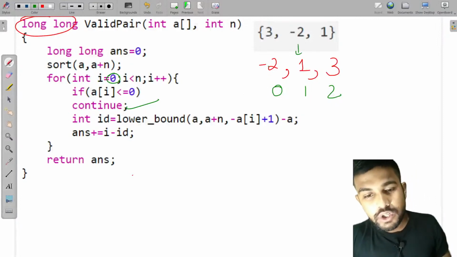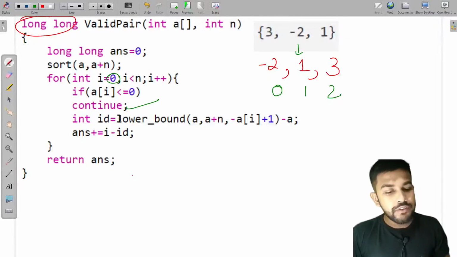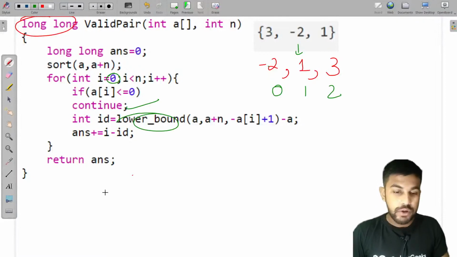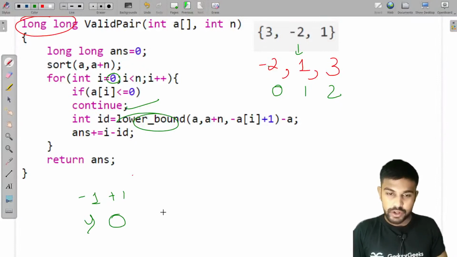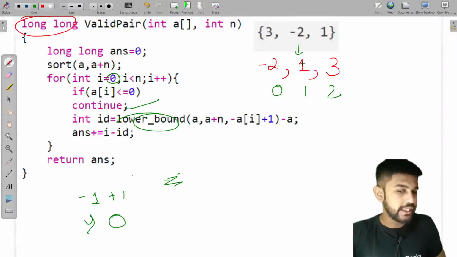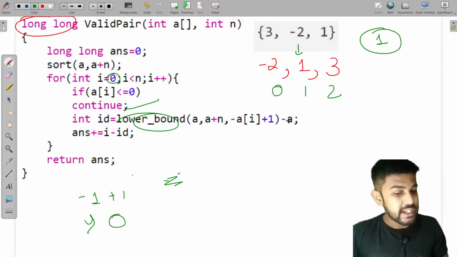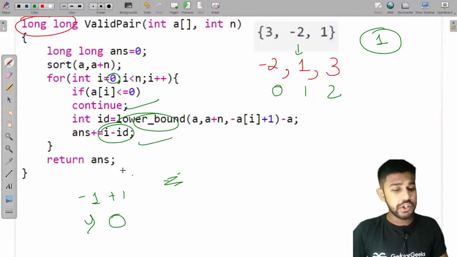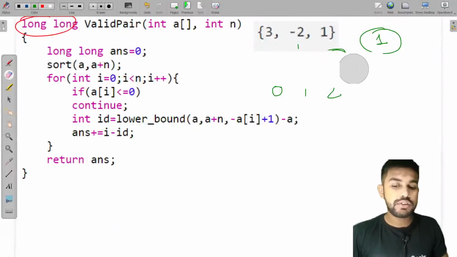Next we would come on to 1 itself. This value is not negative, not 0. So we would find the lower bound of it. How would we find the lower bound? We would multiply it with -1 and then add 1, that is 0. So now start searching for 0. If we search 0 in this array, it would report me 1. So 1 minus 1 would be 0 only, so we would be adding 0. Then 3. We have 3 here.